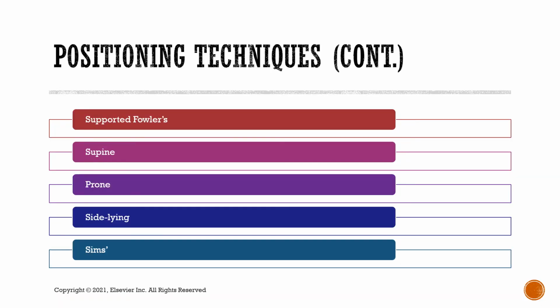So here are your positioning techniques. We do a supported Fowler's. We can do supine, prone, side lying, and Sims. And it's important that we know what all of these positions are. Your book has pictures, and you're going to learn about it in the lab this week.